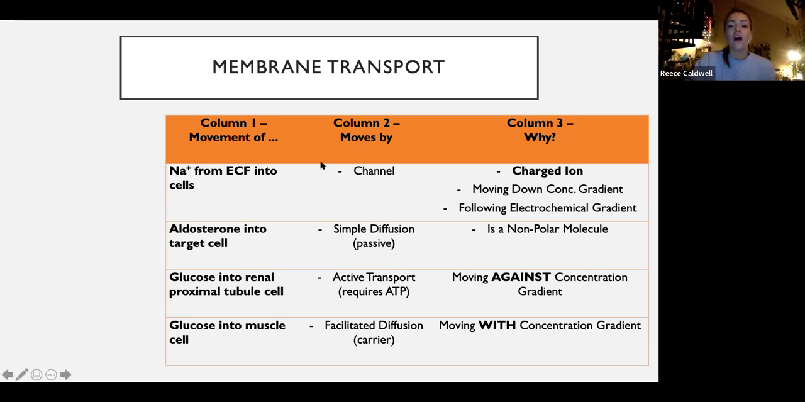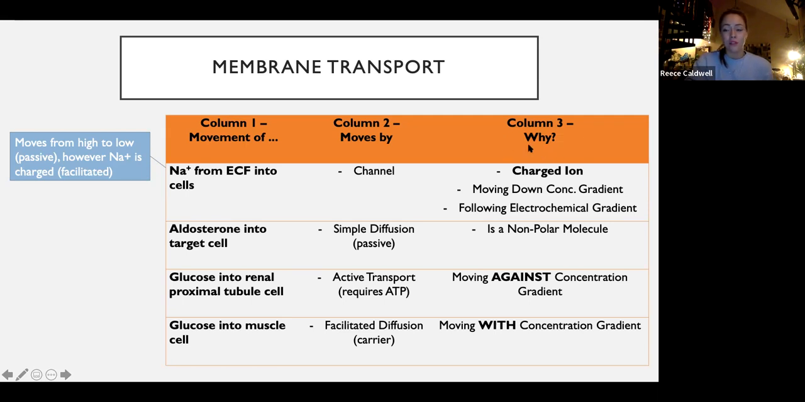And with our ions, we're normally just going to use a channel. So moving sodium from the extracellular fluid into the cell, we will use a channel, specifically a sodium channel. So why we do this is because, again, sodium is a charged ion, and charged ions need some type of opening in the cell membrane. They can't simply diffuse past.